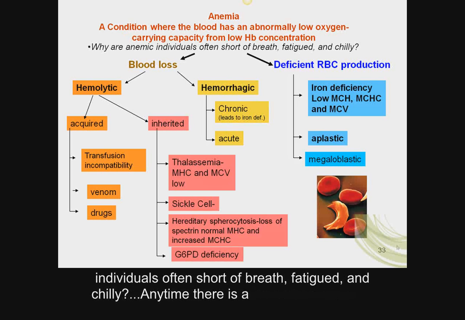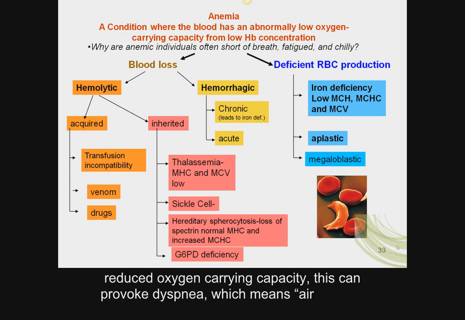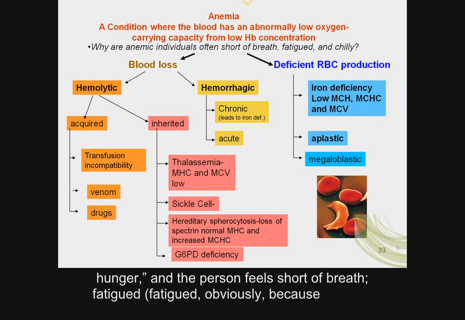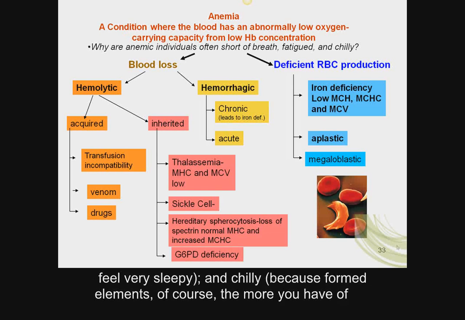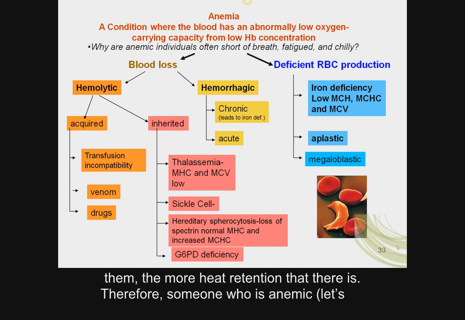Now, why are anemic individuals often short of breath, fatigued, and chilly? Anytime there is reduced oxygen carrying capacity, this can provoke dyspnea, which means air hunger, and the person feels short of breath. Fatigued obviously because of reduced oxygen content. They're not getting enough oxygen to the brain, so they feel very sleepy. Chilly because formed elements, of course, the more you have of them, the more heat retention there is. Therefore, someone who is anemic, let's say from blood loss, is going to feel cold.